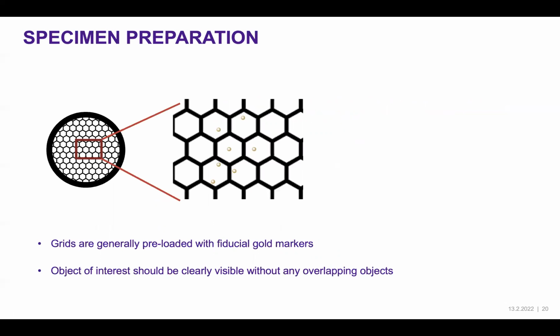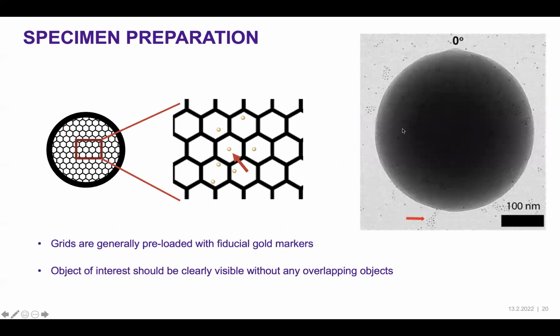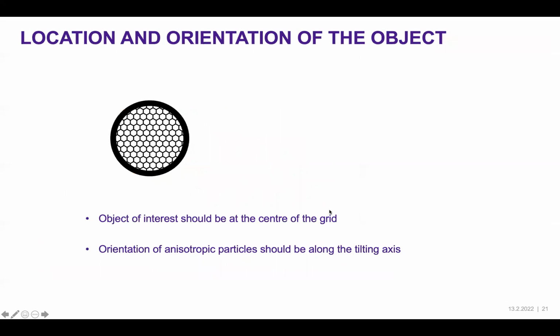And for specimen preparation, generally the grids are preloaded with some fiducial markers. These markers are important to align the images. Here is our object of interest. We have a lot of small particles. This is a gold nanoparticle. This acts as a fiducial marker so that we can use it to stitch the images together. The object of interest should be clearly visible without any overlapping object. If you have another object overlapping this, it will not give you good data. It will be challenging to acquire the image.